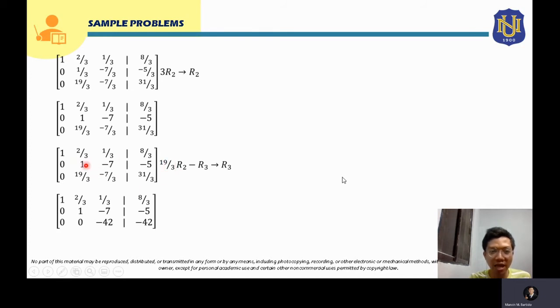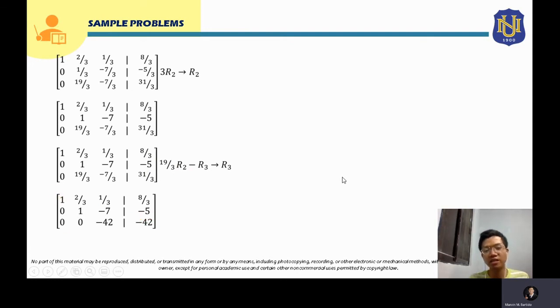So this will be 19/3 times 1 minus 19/3. So that will be 0. And then 19/3 times negative 7 minus negative 7/3. So if you input that in your calculator, again, 19/3 times negative 7 minus negative 7/3, that will be negative 42, right? And then we have here 19/3 times negative 5 minus 31/3. So that will give you negative 42.